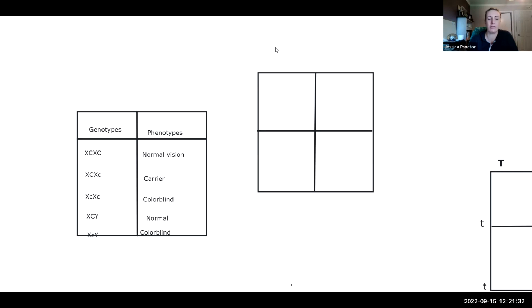And then for males, there's only 2 possibilities. Since there's only 1 X chromosome, there's either a dominant allele on the X chromosome or there's a recessive. So males are either normal vision or colorblind. They cannot be carriers.